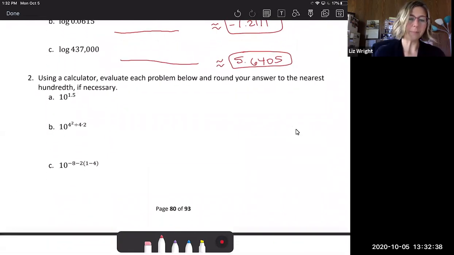Okay. And then for number 2, it says using a calculator, evaluate each problem below and round your answer to the nearest hundredth if necessary.